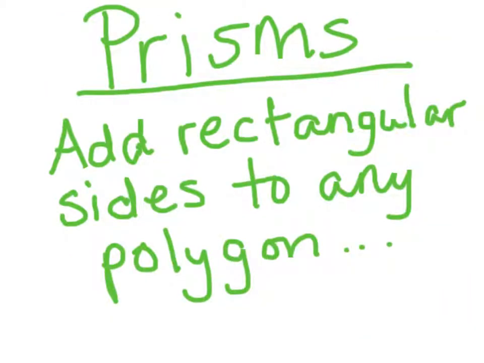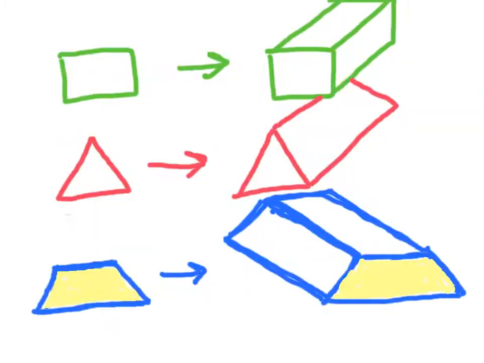A polygon is a flat or 2D shape. A prism is a 3D shape. To make a prism, we simply add rectangular sides to a polygon.